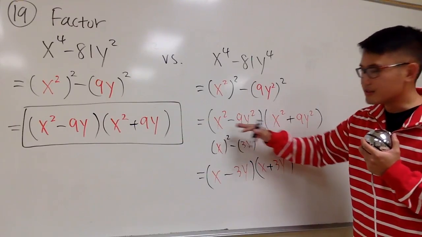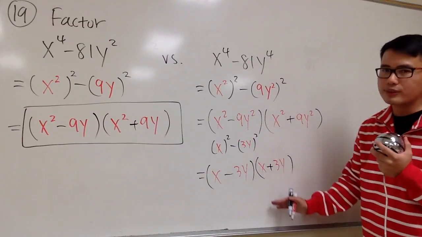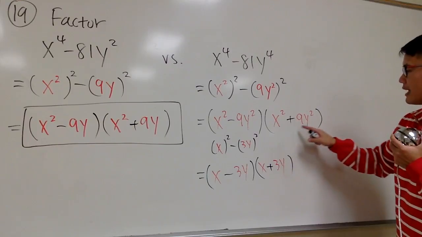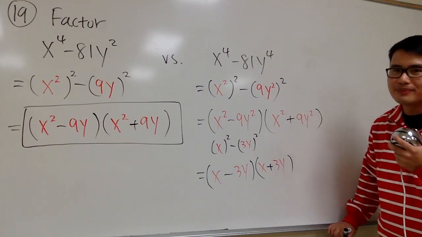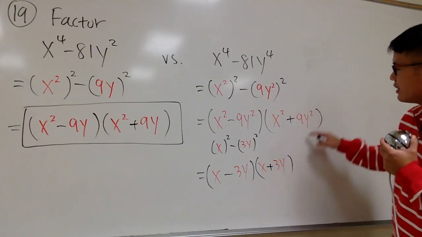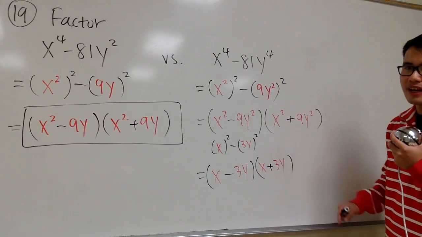Okay? So this will give us that. And this is the most that we can do. And can we do anything with x to the second power plus 9y to the second power? This is the sum of two squares, right? X squared, and then this is y squared, and then we have the 9.